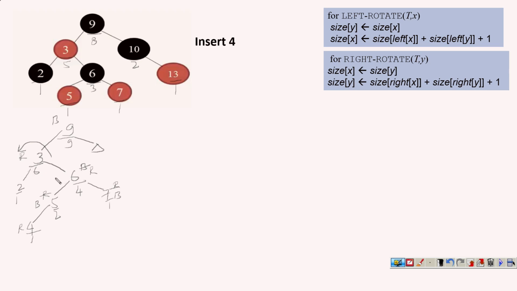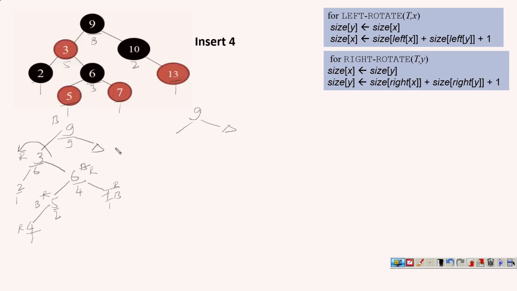So what is going to happen? The 6 will go up, 3 will come down, and the left child of this becomes the right child of this. So let us see how the structure will look. So we have 9, and then this is the right subtree. Now I am not writing the size field.